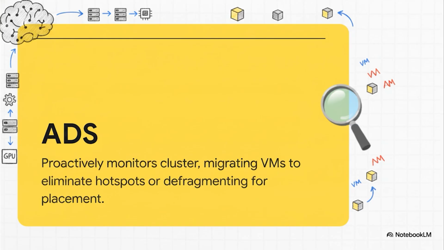But here's the critical takeaway for your exam. ADS doesn't just react to problems, it's fully in charge of the initial placement of your guest VMs. If a host doesn't have enough room right off the bat, ADS will actually try to defragment the cluster. It'll shuffle existing VMs around just to carve out space for your new workload. It's all about making sure that from the very first boot, workloads get the best possible resource access.